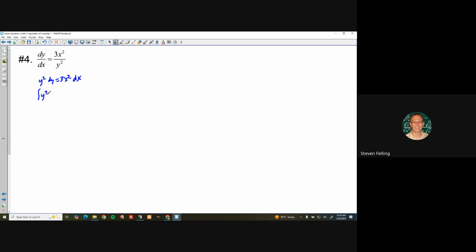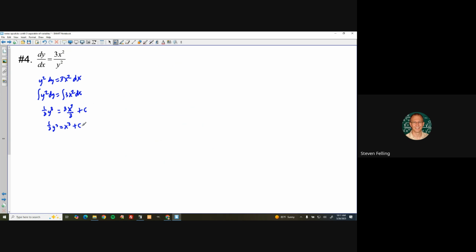And we're going to take an antiderivative of both sides. On this side, this is 1/3 y cubed plus an integration constant that we'll add later. And then this is going to be 3x cubed over 3, right? Plus an integration constant. So that is 1/3 y cubed equals x cubed plus a c.